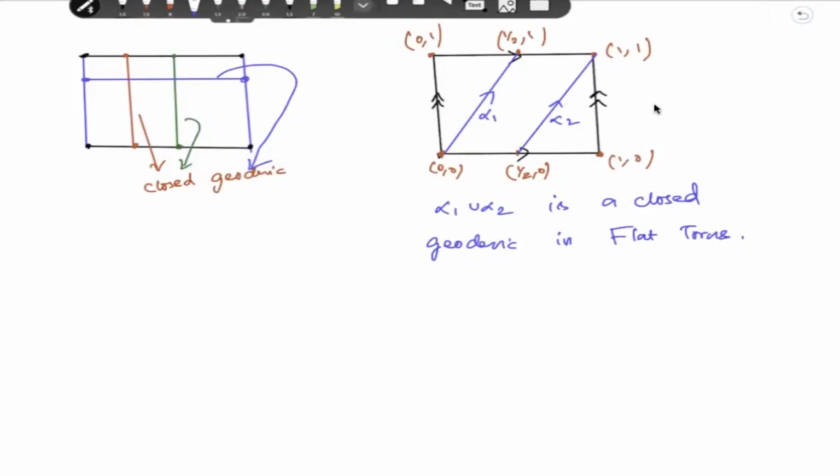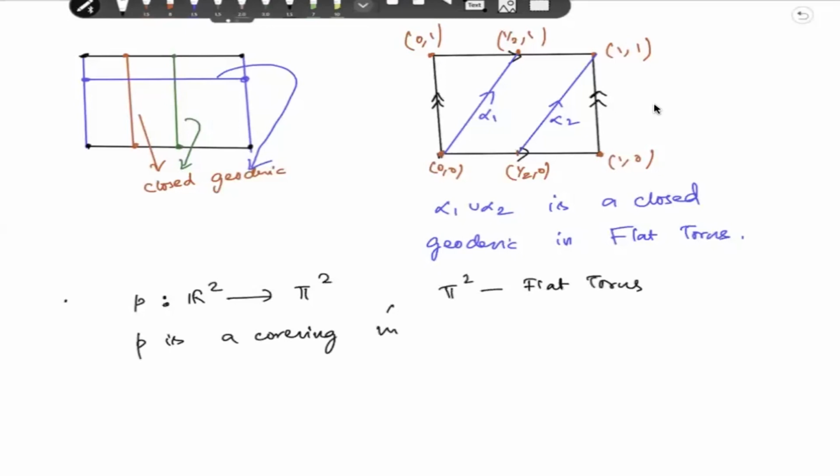In fact, in the flat torus, you can completely describe the closed geodesics. So how do you do that? We have a covering map P from this R2 to the flat torus. So P is a covering map, and P is also a local isometry.